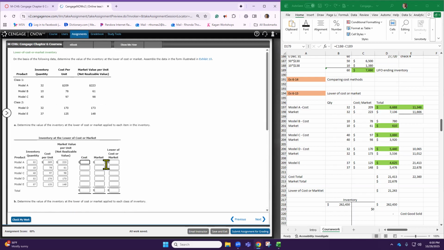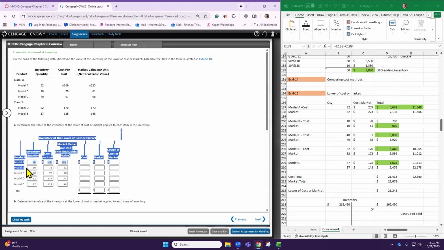Now what we're going to do is the math. So we take 32 units times our cost, and we get a total. And then we take 32 units times the market. And then we pick which one is lower. Well, our costs are going to be lower. The only one that they found, so costs are lower here.